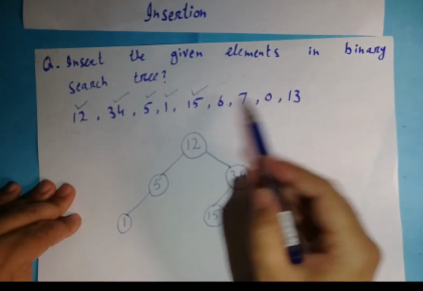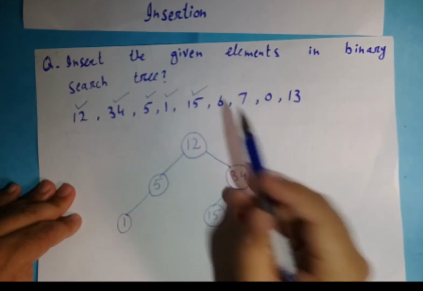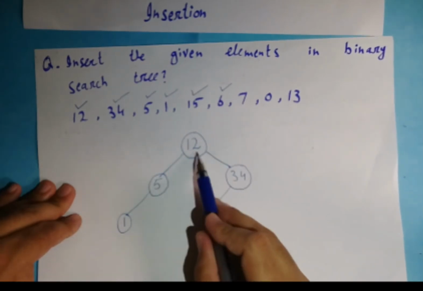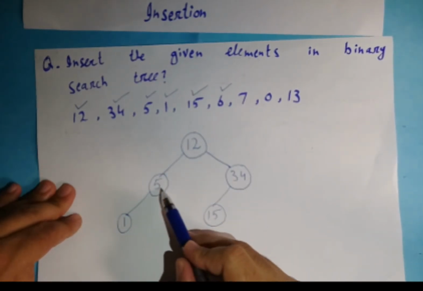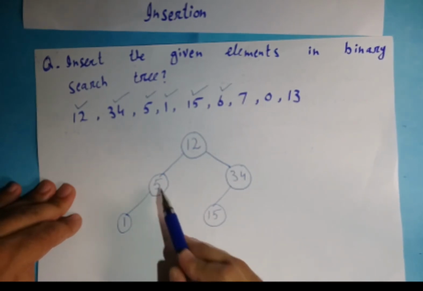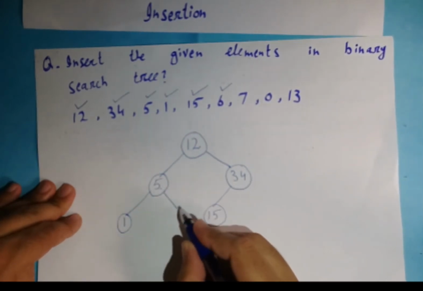Now again moving back to the elements, after 15 the element is 6. So 6 is less than 12, so I'll go on the left hand side. Now I know 6 is greater than 5, so here I will go on the right hand side. So here I write down 6.